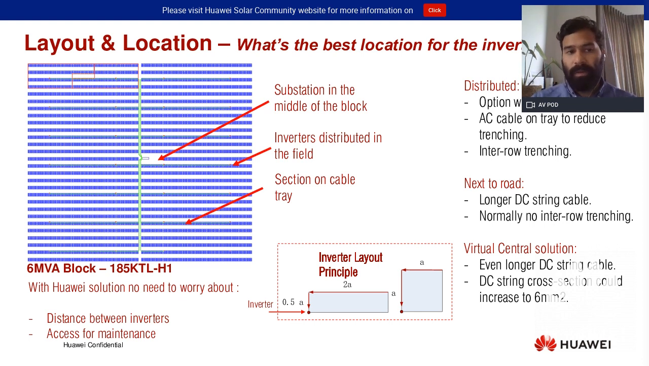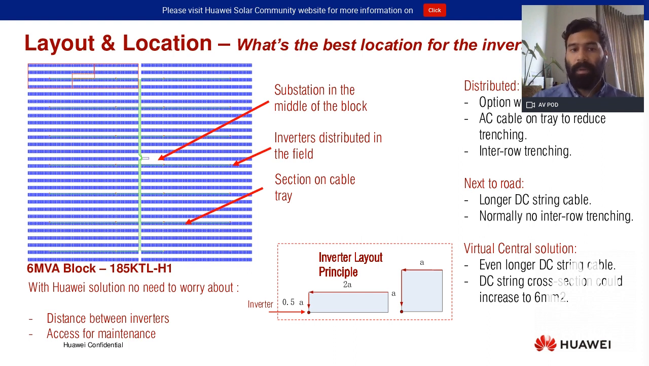The advantage of this method is that you will reduce your string DC cable significantly. You will increase, on the contrary, slightly the AC cable, but the cost benefit of decreasing the string that much should be superior. However, the main disadvantage is that you will need inter-row trenching. For some projects in some countries, this could become a bit expensive. So this is one of the trade-offs that you need to consider.